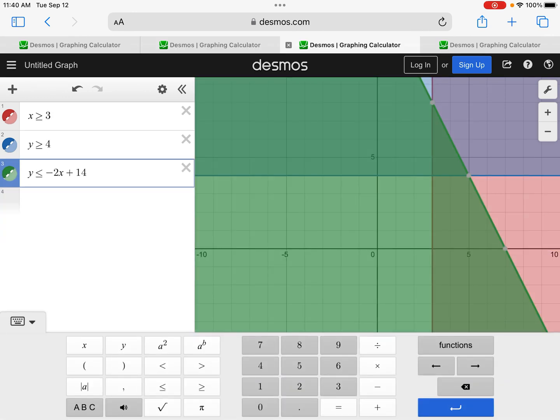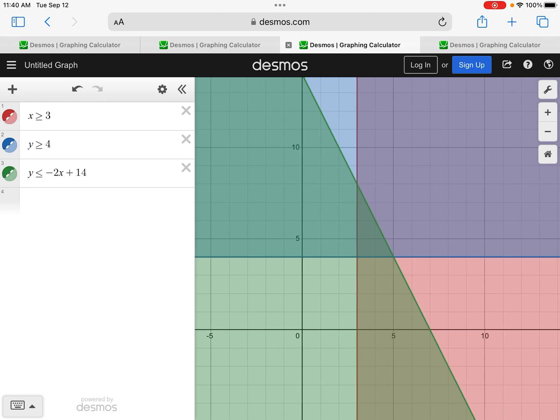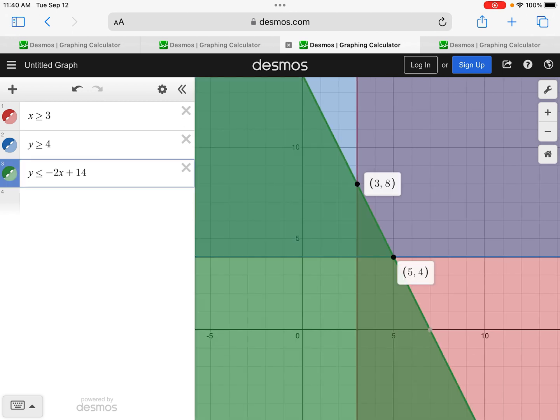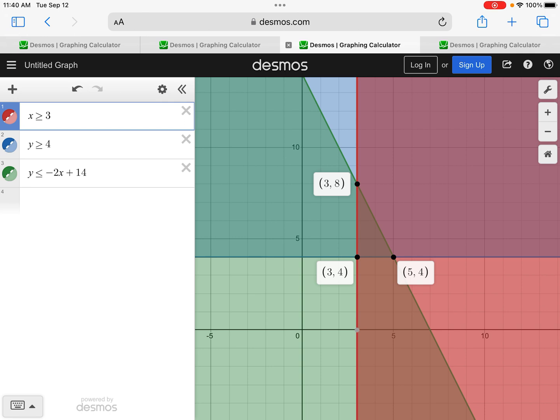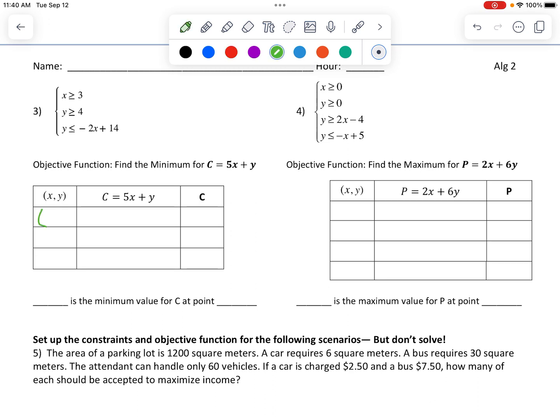All right, so I have these typed in. I am looking at my graph. I kind of see that it is forming a little triangle here in the middle. So I'm going to click on each vertex. I had 3 inequalities, so I should have 3 vertices. I have the point (3, 8), the point (3, 4), and the point (5, 4). So 3, 8, 3, 4, and 5, 4. So I'm going to go ahead, substitute these in.